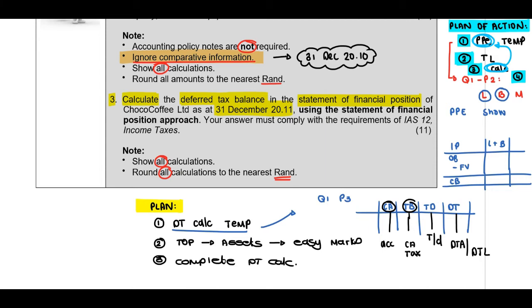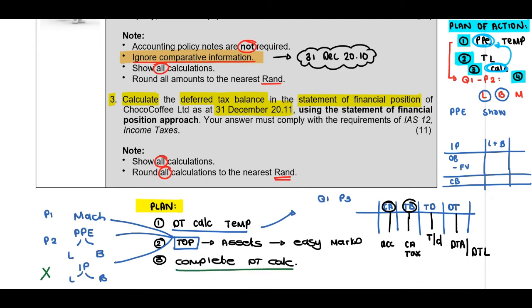Right. Step number 2, work through your information from the top, through your assets. Now, we're able to remember that we have our machine, which we have covered in part 1. We have our PPE, which consists of our land and our building, and our machine, which we've covered in part 2. And we have our investment property, which consists of land and building, but we have not yet calculated anything in terms of our investment property. Then step number 3, complete your deferred tax calc.